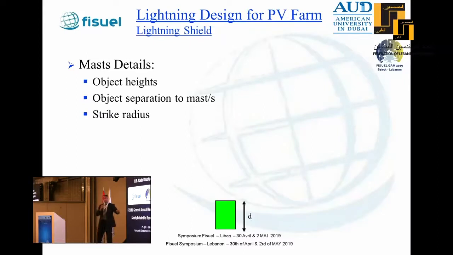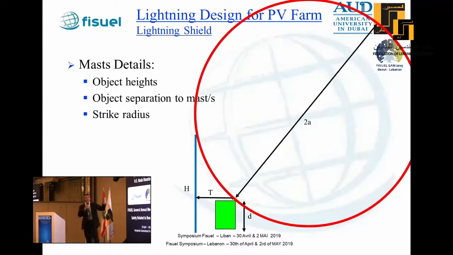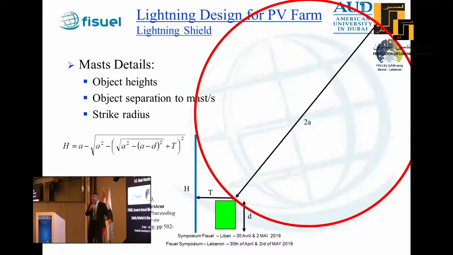If I have a structure of a height D, I'm forced to put a mast at a T distance from it. If I have a lightning strike of an A, if I do some calculation, I end up having this relationship for the height.